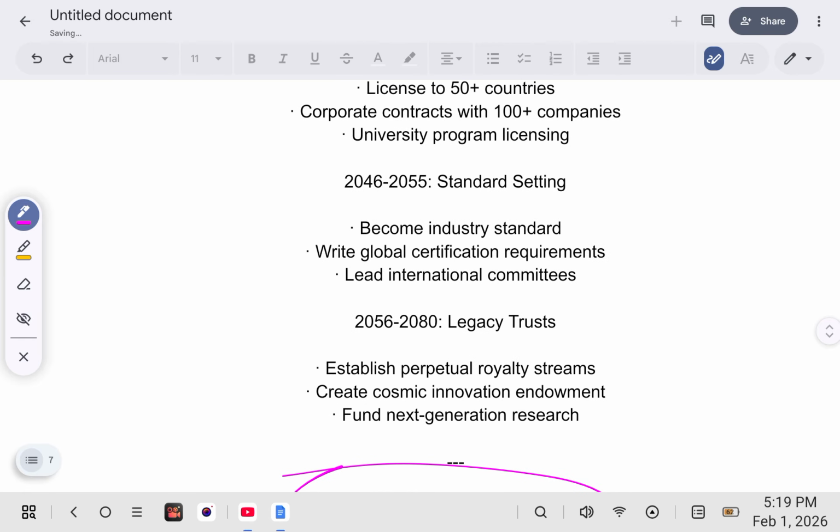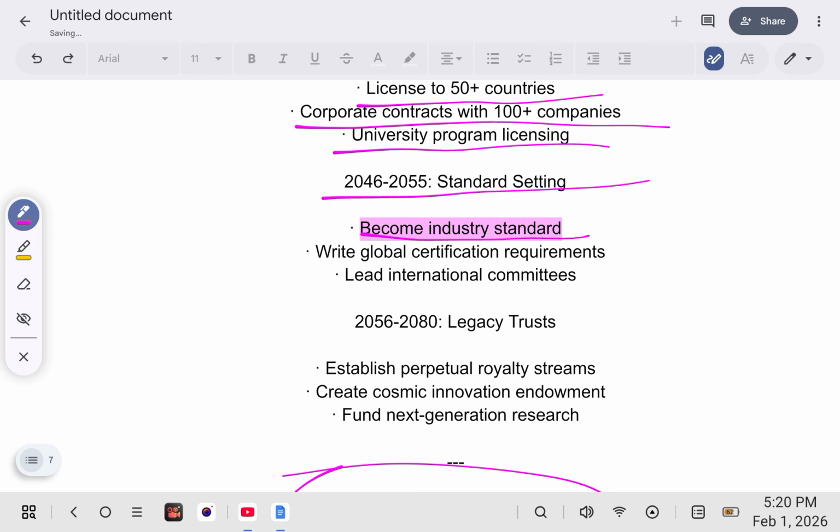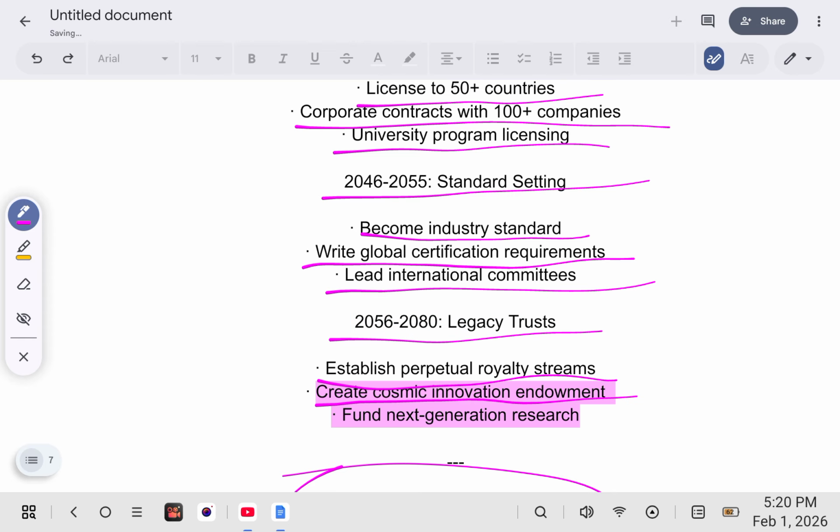We are to license to 50 or more countries, corporate contracts with 100 or more companies, university program licensing. 2046 through 2055, standard setting, become industry standard, write global certification requirements, lead international committees. 2056 through 2080, legacy trusts, establish perpetual royalty streams, create cosmic innovation endowment, fund next generation research.